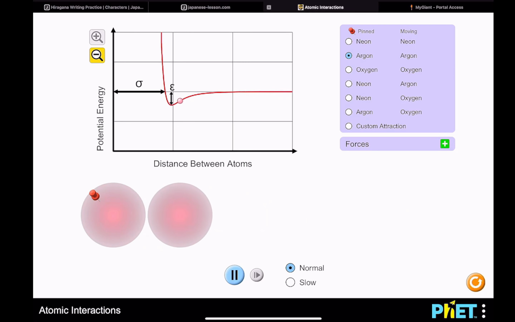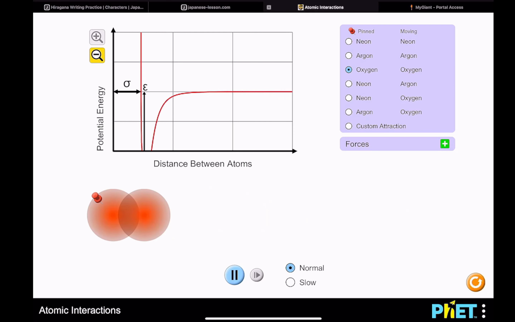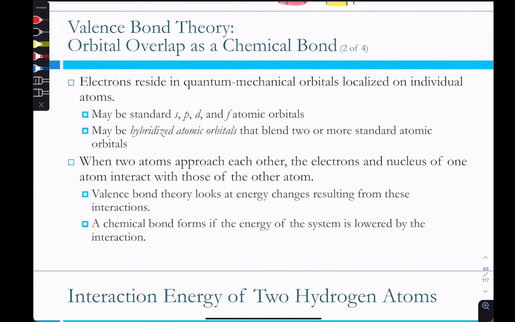So they don't form rigid bonds that stick together. They're actually constantly vibrating, and they do all kinds of stuff. So that's what this is talking about. Satisfying to watch. This is science. This is what science is. Okay. So those are our orbitals, and that's what this valence bond theory is.